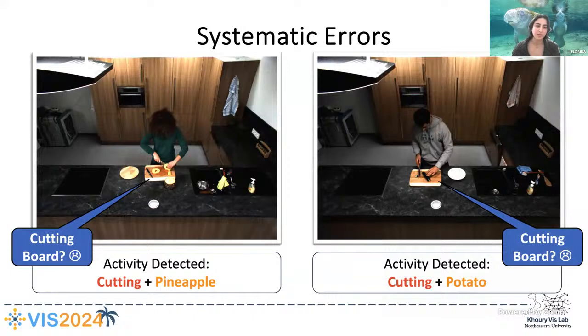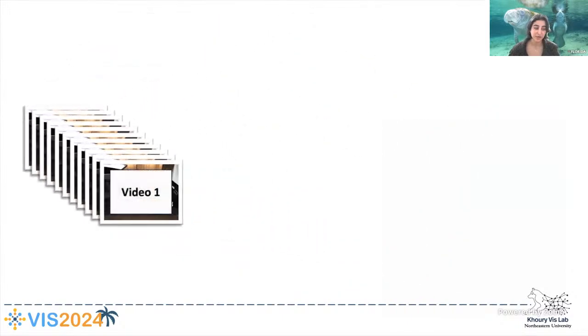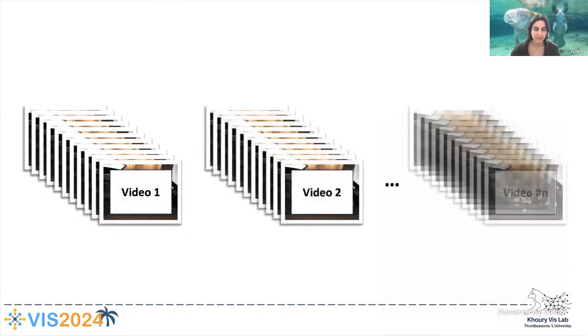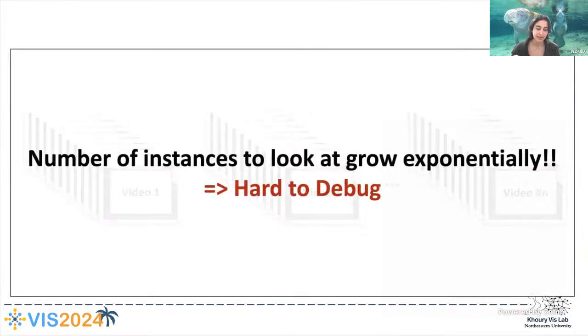So if you want to find these problems and debug these models based on these errors, it becomes a very challenging problem because you have to look at each frame and also look at them temporally. And for each of the data inside the data set, when you're training a model, you will have multiple videos. So based on the number of data sets, the number of labels in your vocabulary, the size of your data set, and also the length of each video, the debugging can become exponentially hard.